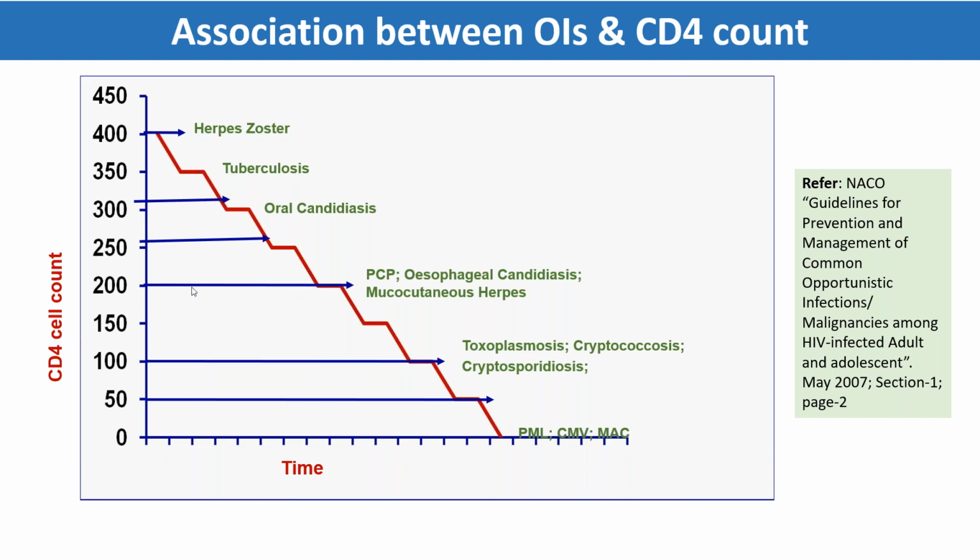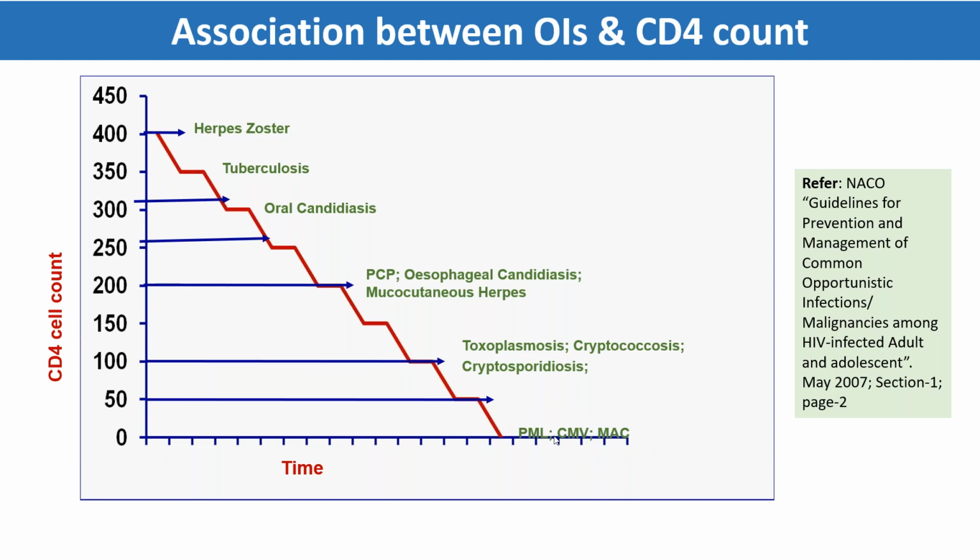Once the CD4 count falls below 200, you have all the serious opportunistic infections like pneumocystis pneumonia, esophageal candidiasis, mucocutaneous herpes, toxoplasmosis of the brain, fungal infections like cryptococcosis, severe infections like diarrhea with cryptosporidiasis. And once the CD4 falls below 50, you have very severe infections like progressive multifocal leukoencephalopathy, cytomegalovirus infections, and Mycobacterium avium intracellulare.